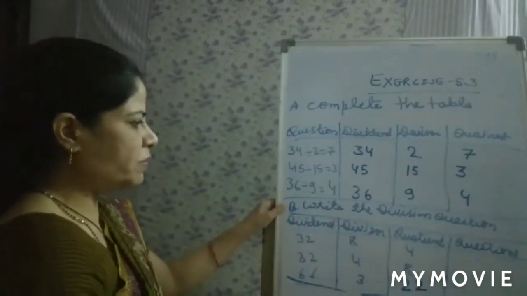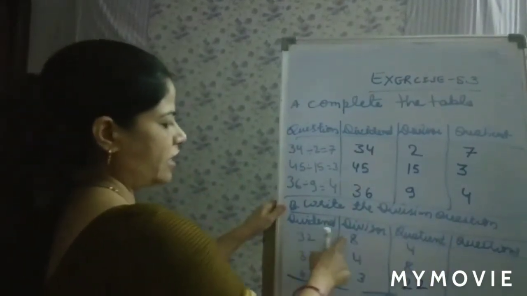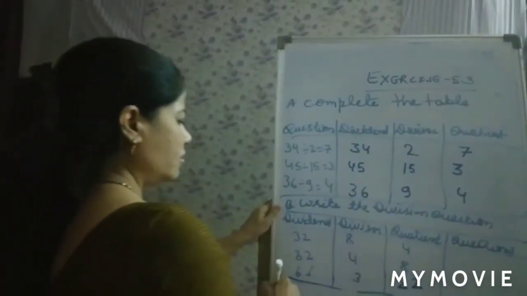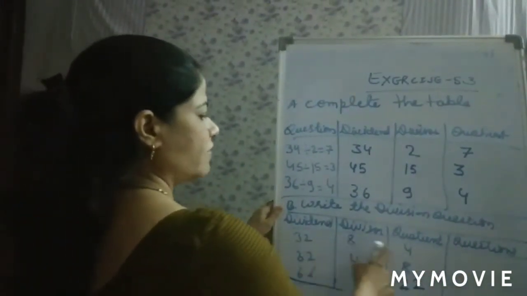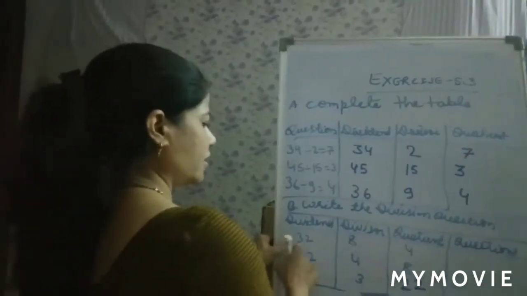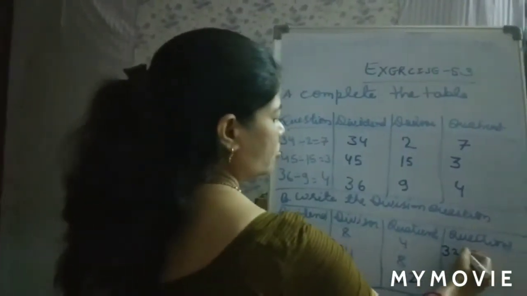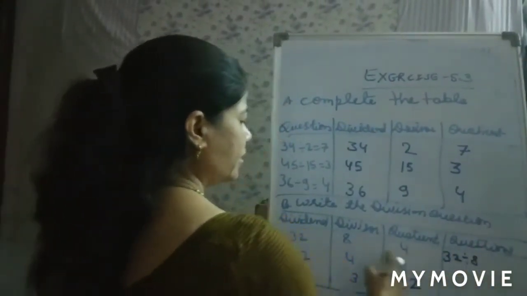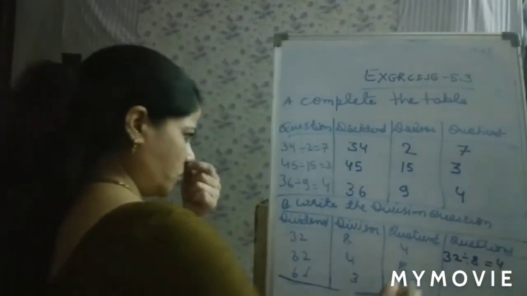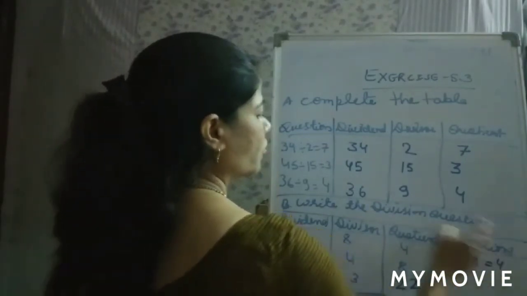Now see the question number B. Write the division question. Now here dividend, divisor and quotient are given and you have to write the question according to dividend, divisor and quotient. Okay. So dividend here is 32 and divisor is 8. So you have to divide 32 by 8 and quotient is 4. So the answer will be 4. So the question is 32 divided by 8 equals 4.